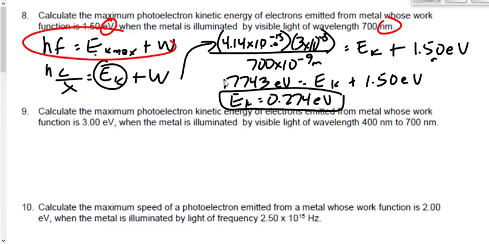Can you tell me why this equation wouldn't work if an electron was not ejected? What would you get for EK if the electron was not actually being ejected? A negative value. Yes, it would be a negative value, and that doesn't make any physical sense, does it? If you end up getting a negative value, then you know you've either made a mistake or you've read the question wrong somehow, that an electron is not being ejected. Okay?